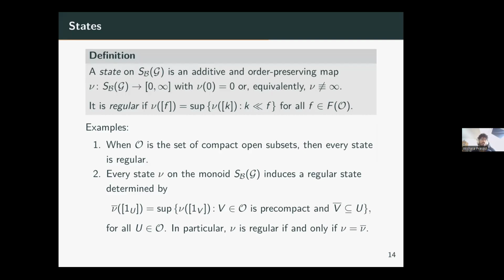And if you're outside the ample case, or in any setting, every state actually induces a regular state, and that is by this formula here. So if you take a simple function 1_U, then the image of the induced regular state is the supremum of all the images of 1_V, where V closure is a subset of U. And here I have made sure to write V closure, which I forgot earlier.